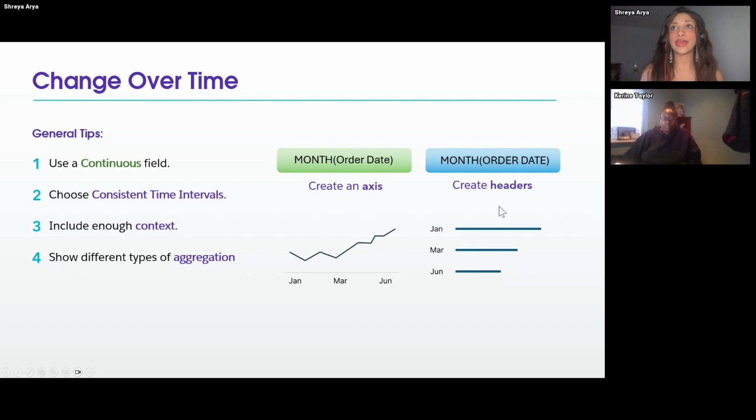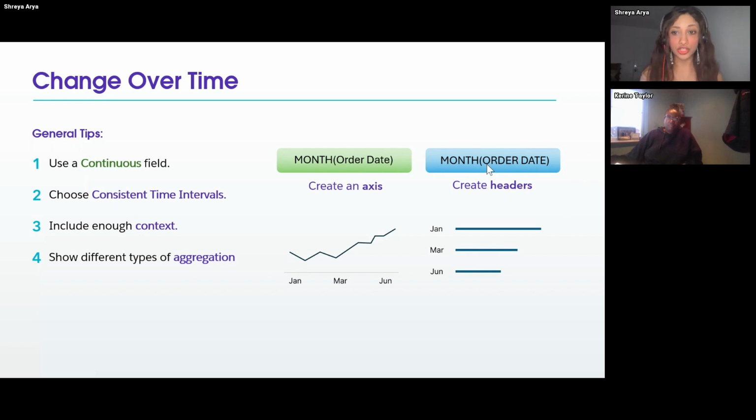So if we were looking at month of order date in our Superstore dataset, for example, if we had a continuous month of order date, it would create an axis. So we could typically plot a line chart. All of the data is on one canvas, so it's easy to join them together. Whereas if we had a discrete month of order date, which is blue in color, it would create headers. So this is great for separating up the data and building bar charts.